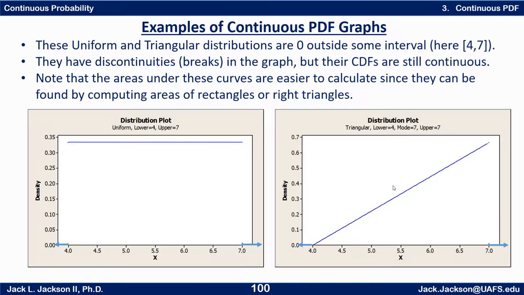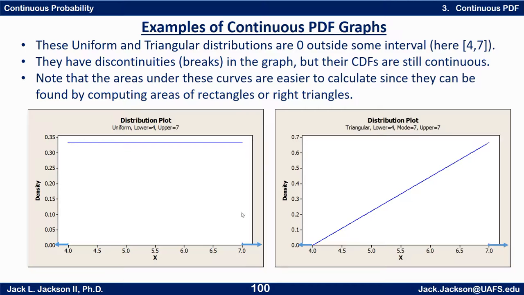This is an example of a type of triangular distribution that has a break in it as well. Again, the interesting part is between 4 and 7. To the left of 4, the y values are 0, and to the right of 7, the y values are 0. So the probability of something greater than 7 or less than 4 is 0. And the probabilities that actually happen are between 4 and 7.